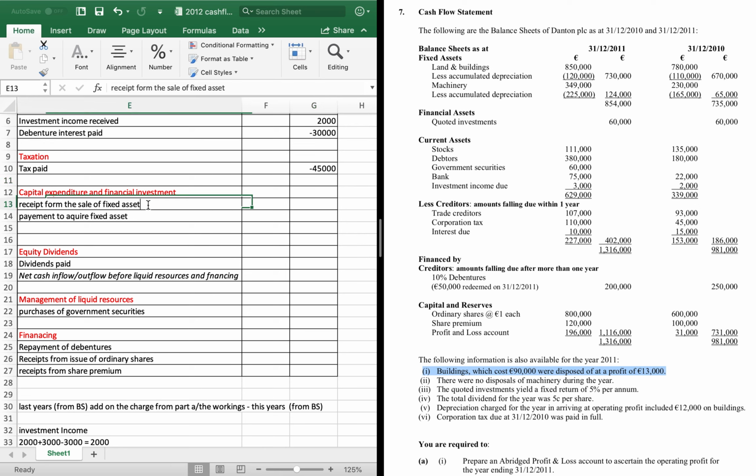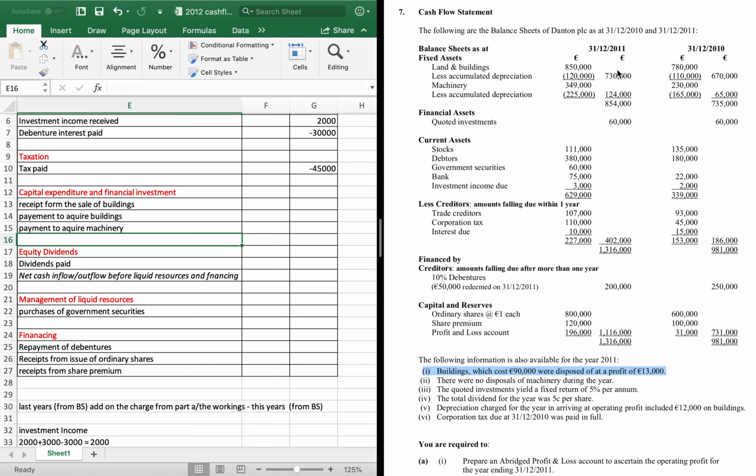So we sold a fixed asset, so in this case I'll change it to buildings. We bought a fixed asset, so in this case again, buildings. So payment to acquire buildings. And we bought machinery. Now how do you know?